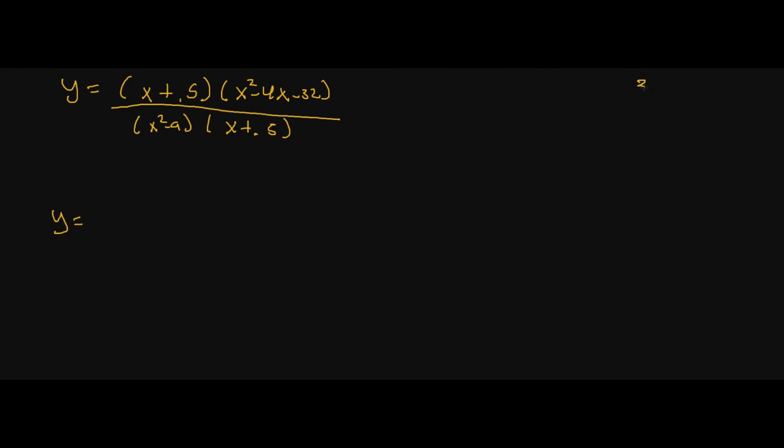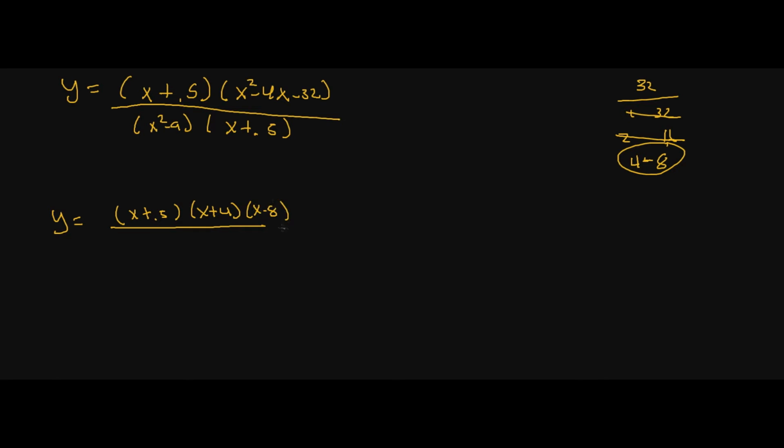So let's write all the factors of 32. We get 1 and 32, 2 and 16, and 4 and 8. I can already see after writing these down that the first two are not going to work, and we're going to be able to use 4 and negative 8. So on the top I can rewrite this whole thing as x plus 0.5, x plus 4, and x minus 8.